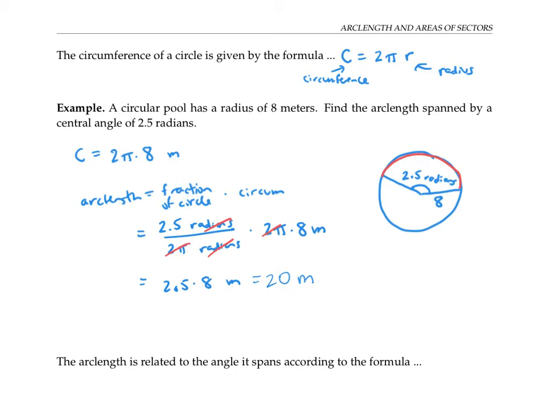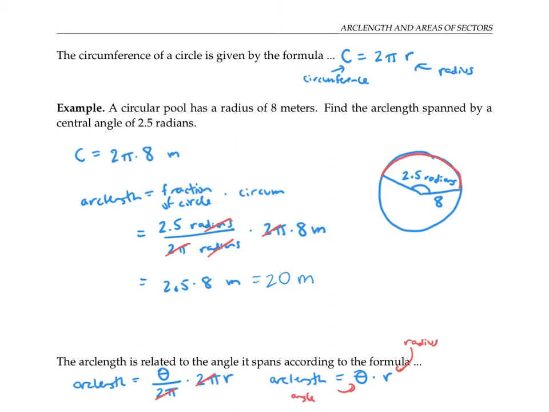In general, the arc length is related to the angle it spans by considering the arc length to be the fraction of the circle you get by taking the angle over the total angle of the circle, 2 pi, times the circumference, which is 2 pi r. Since the 2 pi's cancel, as they did in our example, that means that arc length is given by theta times r. Here r is the radius of the circle and theta is the angle.